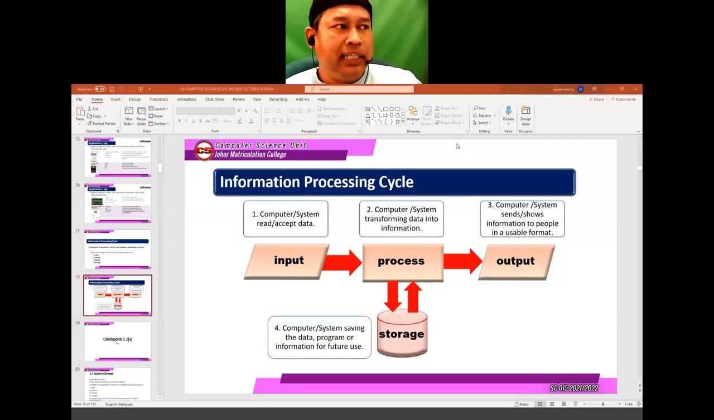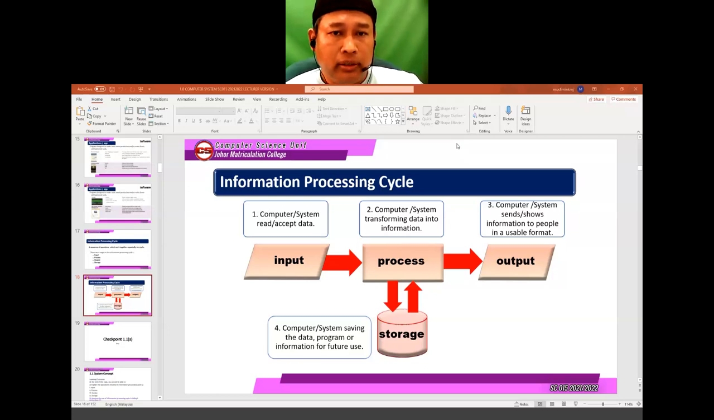Number three is output. What is output? Output is to convey information to people. Yes, convey information to people or produce information. And then number four is storage.